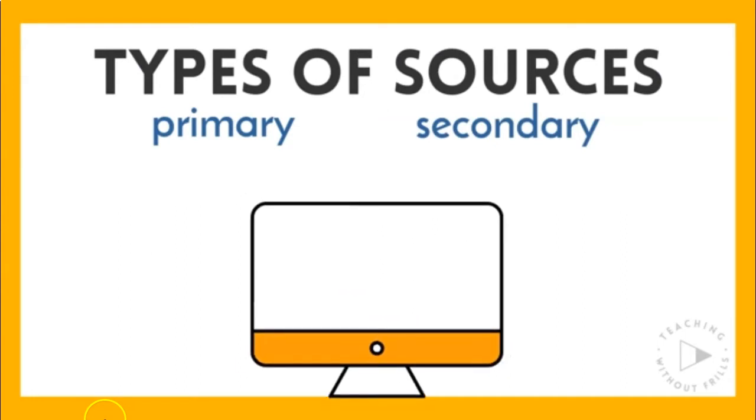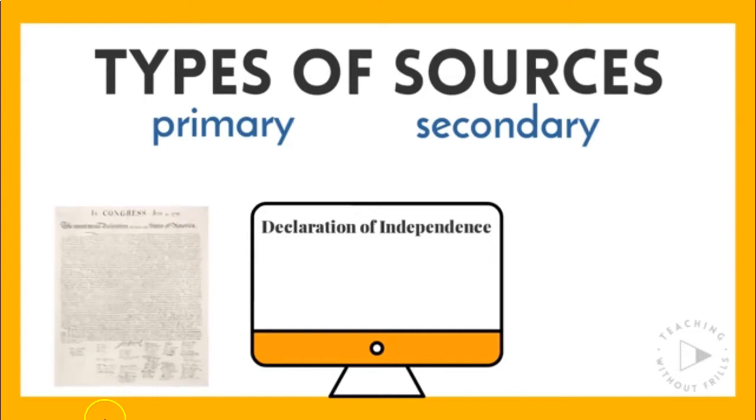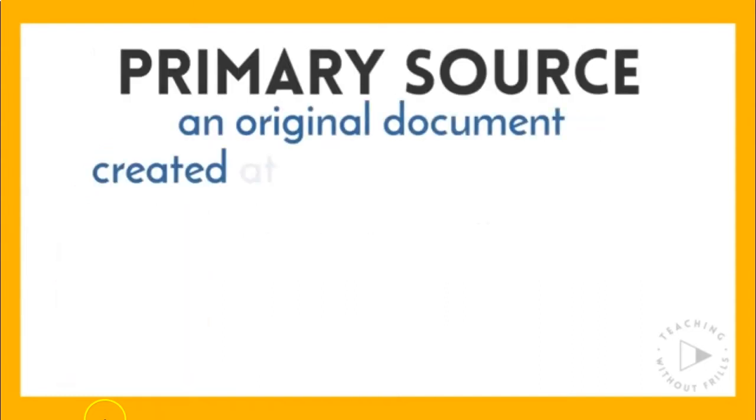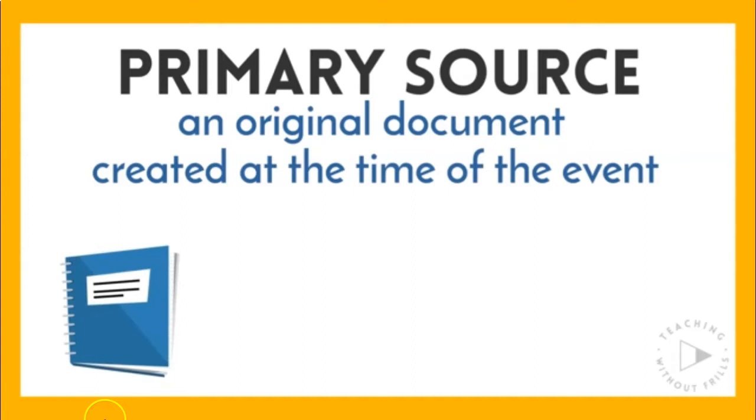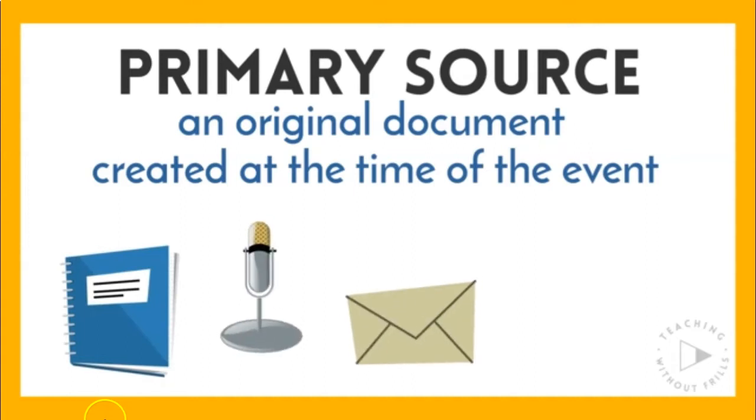Let's say I'm writing a report on the Declaration of Independence. One source I'll want to use for my report is the Declaration itself. This is an example of a primary source. A primary source is an original document created at the time of the event. Other examples of primary sources include diary entries, interviews, letters, and photographs.